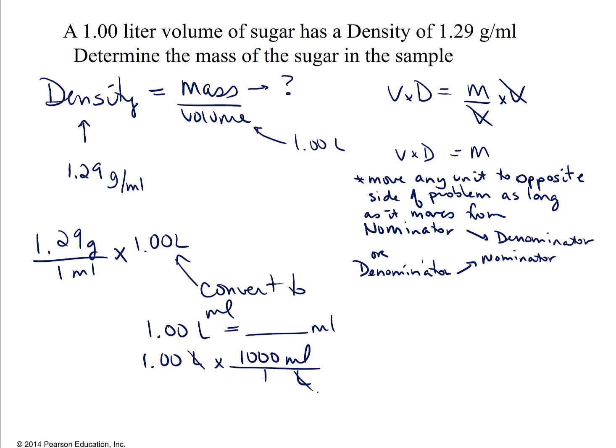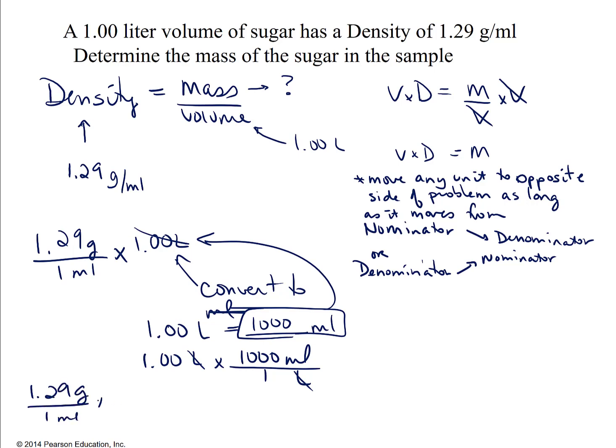So 1 liter is 1,000 milliliters. So now I can use that number. I'm going to do 1.29 grams per milliliter times 1,000 milliliters. Now you can see milliliters and milliliters will cancel. Volume times density is going to allow those units to cancel, giving me an answer in grams. 1.29 times 1,000.